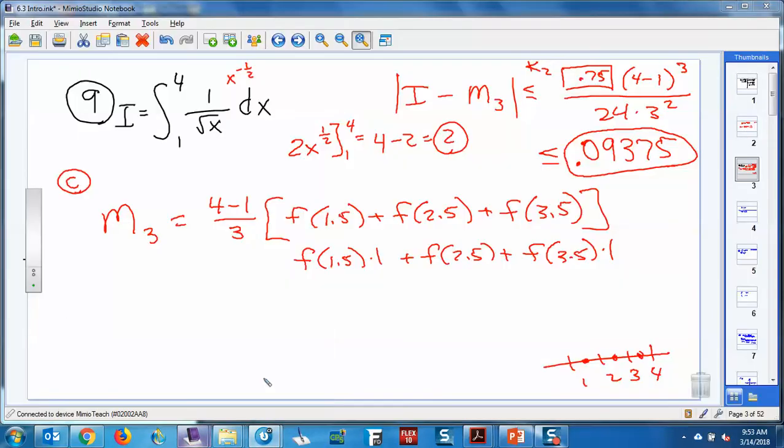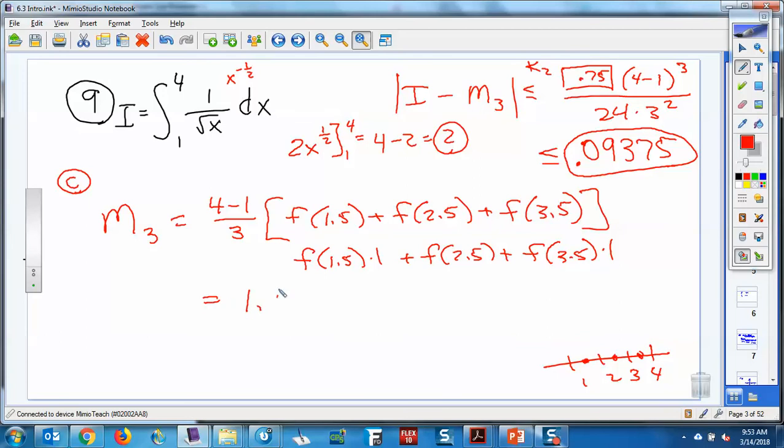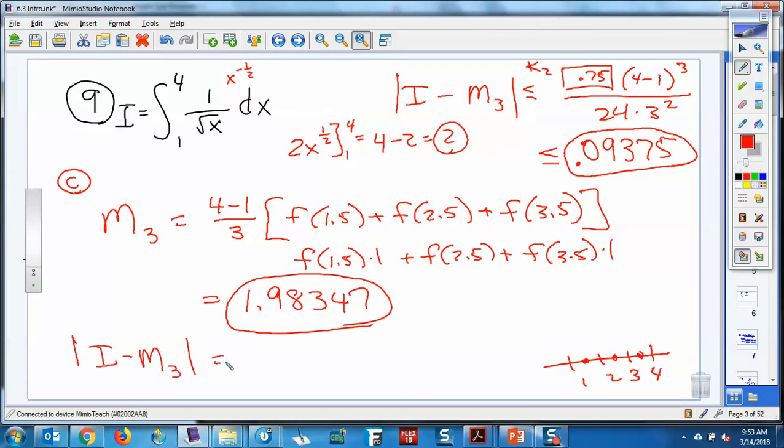0.98347. Okay, so 1.98347. Now it turns out that we actually know the answer is 2. So the actual computational error is this right here, right? And so that's going to be those two subtracted. So go ahead and subtract those for us.